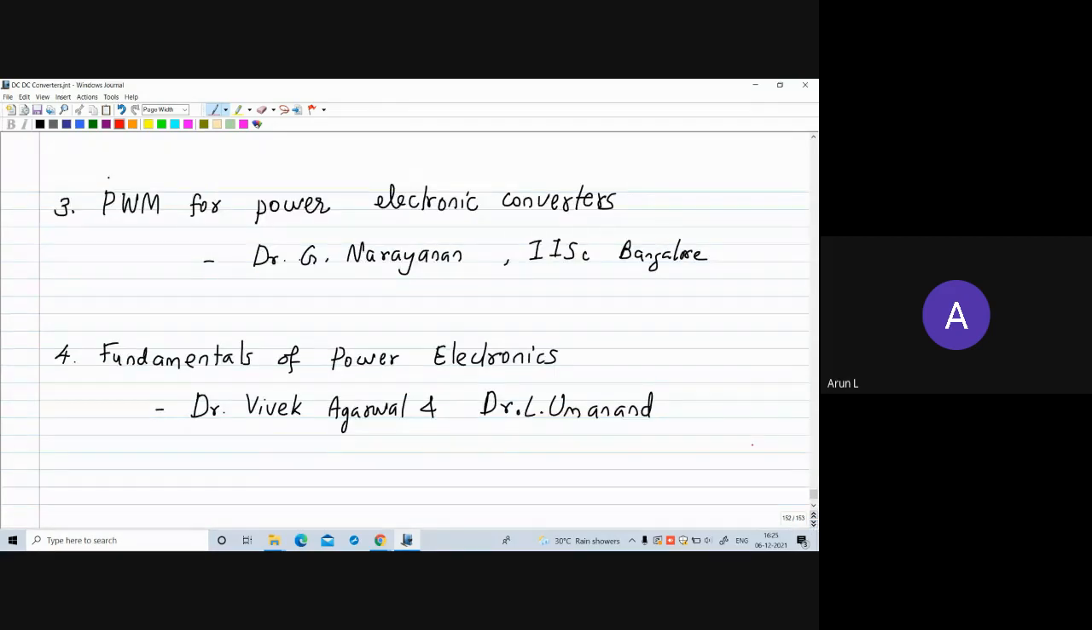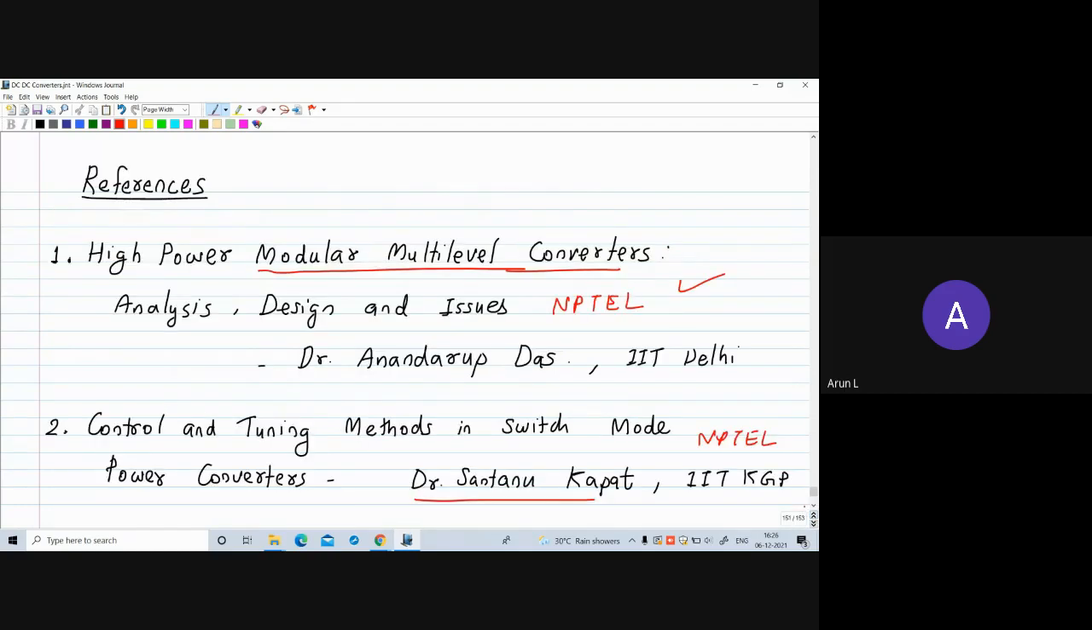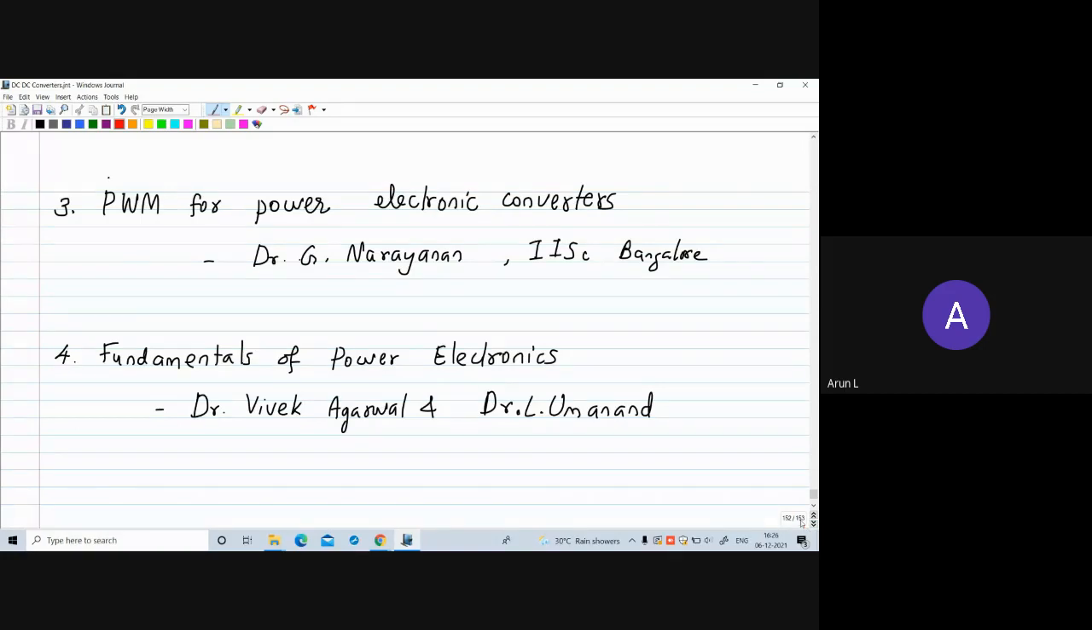Then PWM for power electronic converters by Professor Narayan, and fundamentals of power electronics by Dr. Vivek Agarwal. These 4 lecture series are available in NPTEL, and these are very good references for power electronics. One series may contain around 50 to 60 lectures, but even then, if you spend time to watch all these lectures, you'll get a thorough understanding of basic power electronic converters.